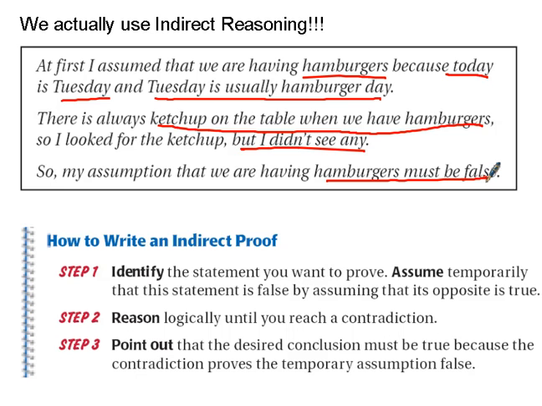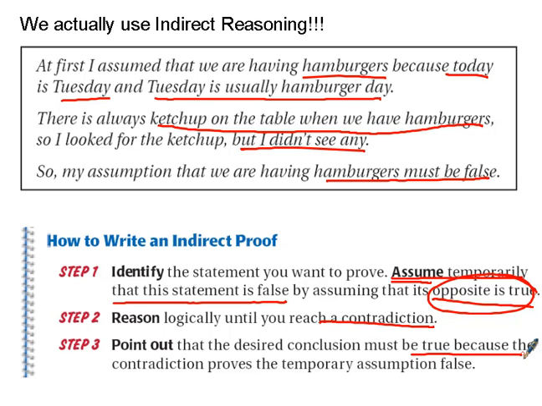First thing we do is identify the statement you want to prove, and assume temporarily that this statement is false by assuming the opposite is true. And there's the key. Assume the opposite is true, and then reason logically until you reach a contradiction, and then point out the desired conclusion must be true because the contradiction proves the temporary assumption false. So we take something that we know is false and say that doesn't work, there's a contradiction.